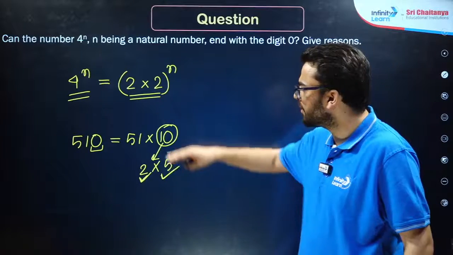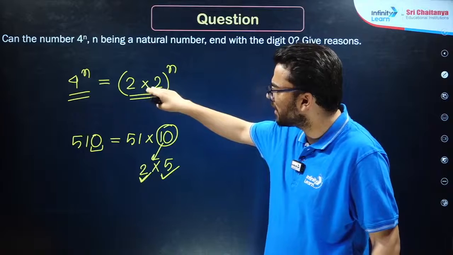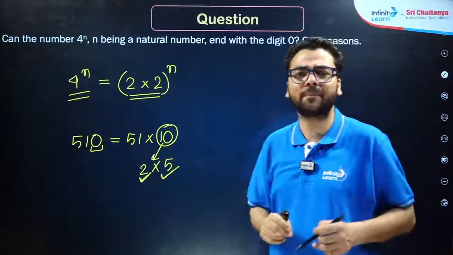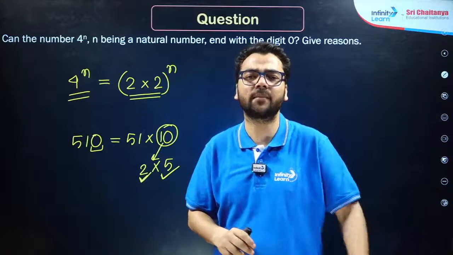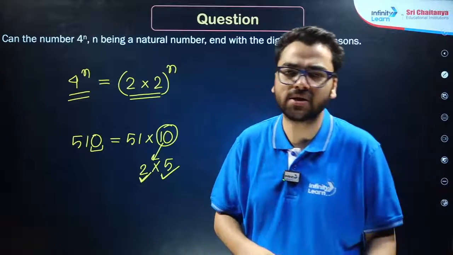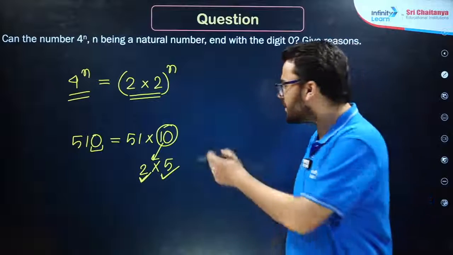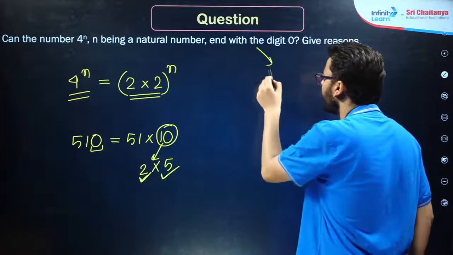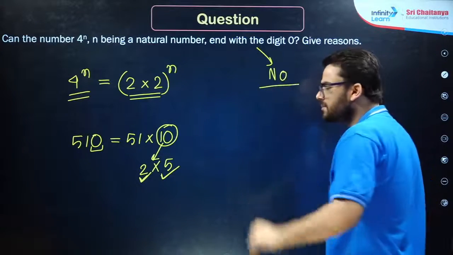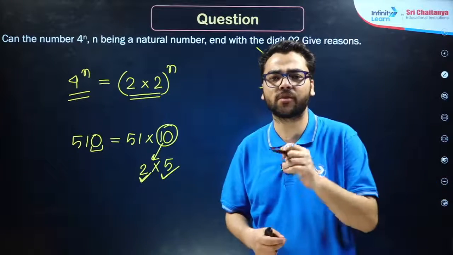But you see, in the prime factorization of this number, you can never get 5. That is happening as per the uniqueness of the fundamental theorem of arithmetic, because you cannot get 5 in the prime factorization of 4. So you can say that this number 4 raised to the power n will never end with digit 0 as per the uniqueness of the fundamental theorem of arithmetic.